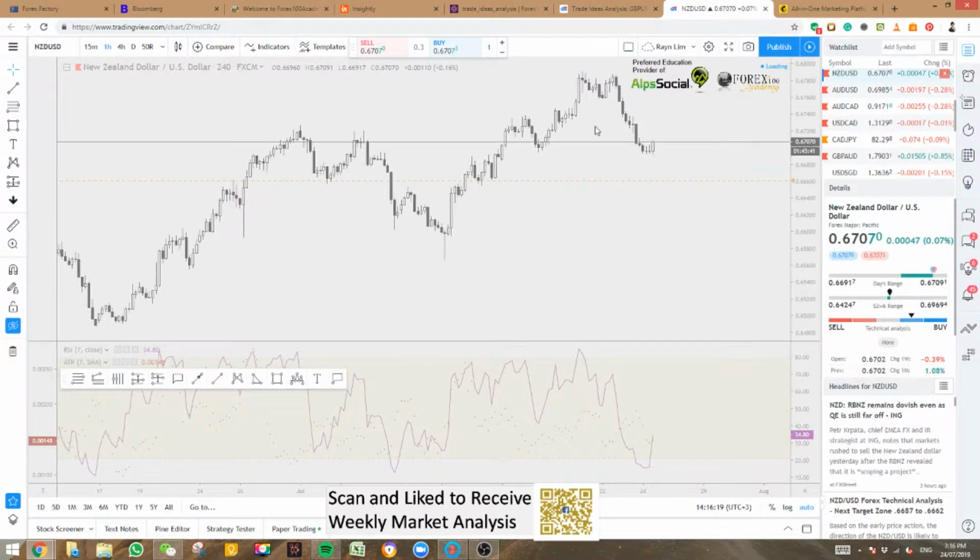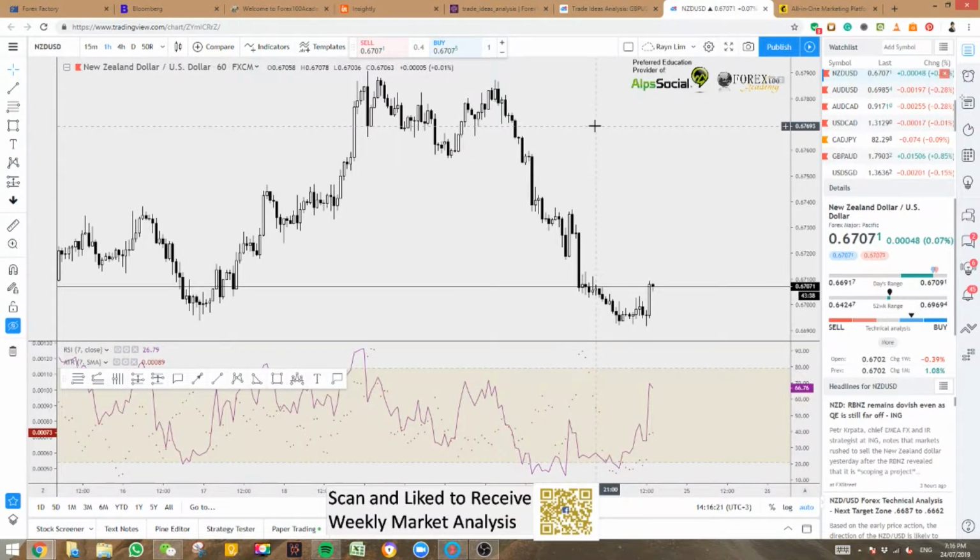On the 1 hour chart, the market just went down south to the support area and rebounded. So it could be a very typical support resistance trading opportunity. If this is something for you, you can look into this.